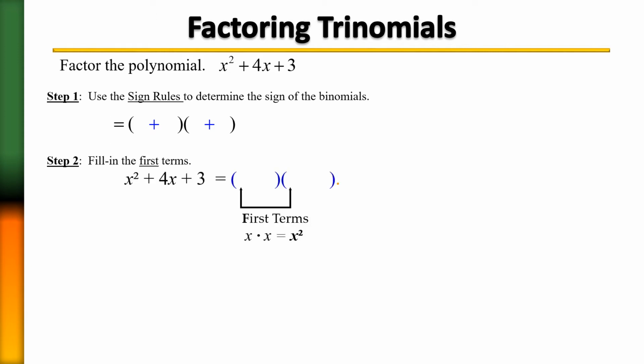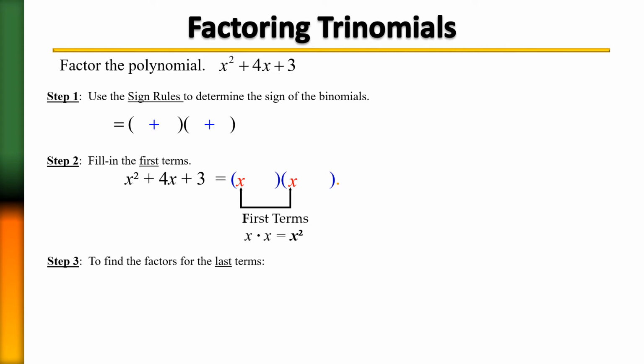So let's go ahead and fill in those x's. And you should note that if in the trinomial the first term is x squared, there's no other way of splitting up those x's except to put an x in one binomial and an x in the other. Because x times x does equal x squared.